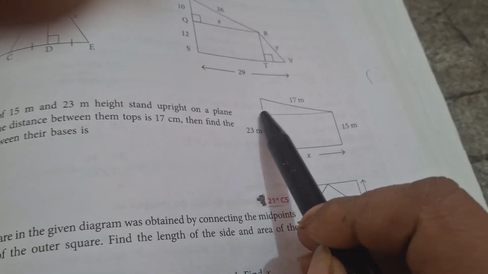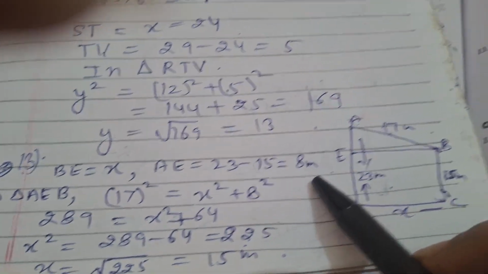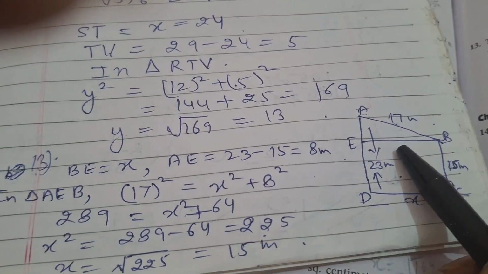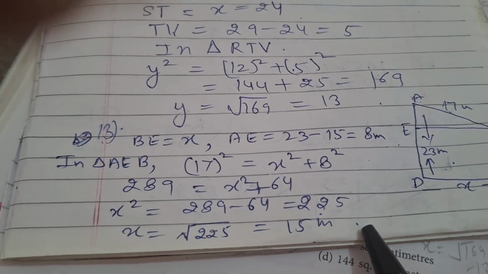This is x. This is 23. See, this is 23. This is 15. So what is AE? 23 minus 15, 8. This is 8. This is 17. This is x. So you can easily calculate x. So x will be 15 meter.